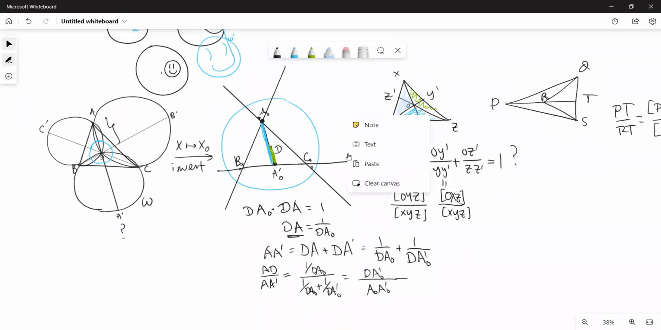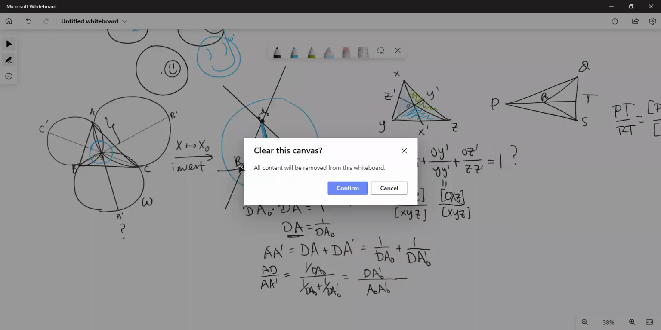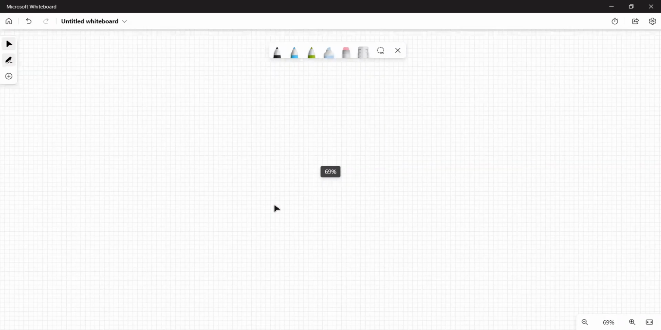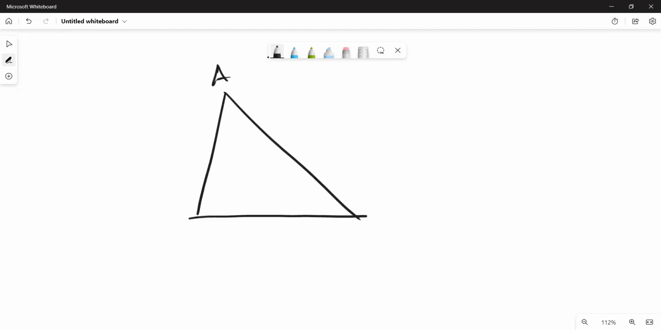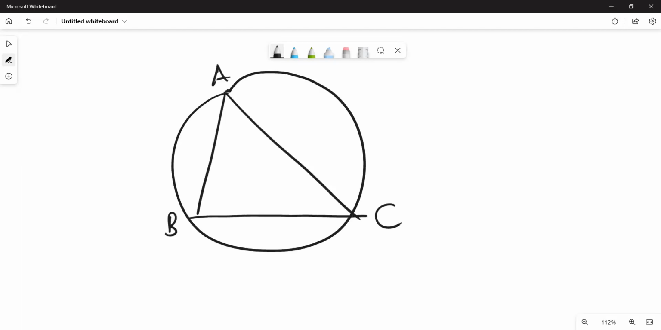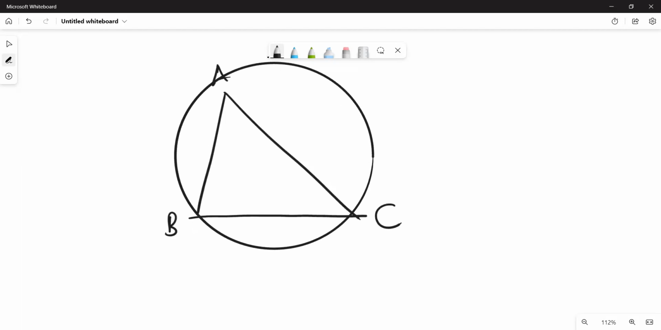Let's look at the next problem. So the next problem, give me a moment. Yeah, this one. We have a triangle ABC with, in fact, let me draw it.